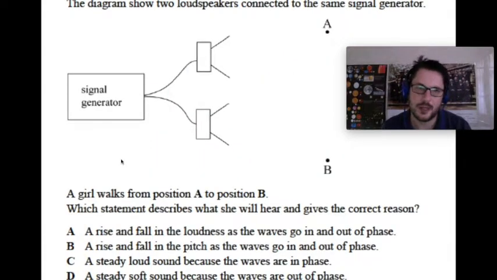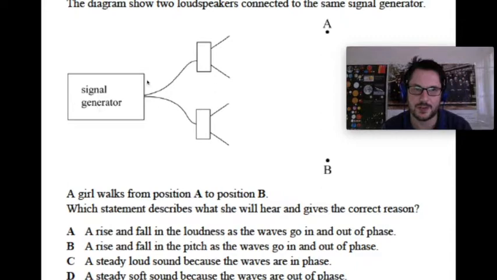Pause the video, have a go at this question. Okay, welcome back. The diagram shows two loudspeakers connected to the same signal generator. Signal generator is here. A girl walks from position A to position B. Which statement describes what she will hear and give the correct reason?